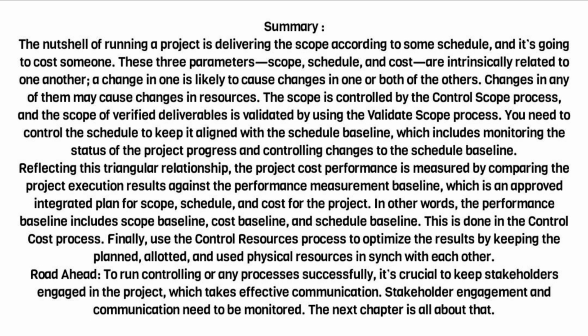Reflecting this triangular relationship, the project cost performance is measured by comparing the project execution results against the performance measurement baseline, which is an approved integrated plan for scope, schedule, and cost for the project. In other words, the performance baseline includes scope baseline, cost baseline, and schedule baseline. This is done in the control cost process.